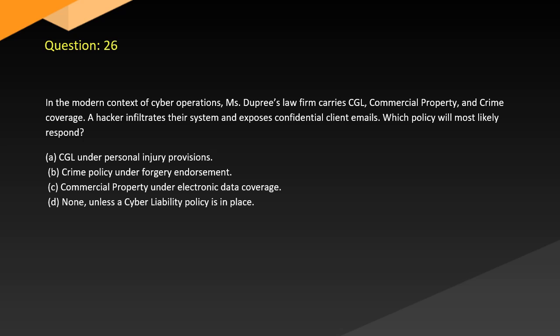Question 26. In a modern context of cyber operations, Dupree's law firm carries CGL, commercial property, and crime coverage. A hacker infiltrates their system and exposes confidential client emails. Which policy will most likely respond? A. CGL under personal injury provisions. B. Crime policy under forgery endorsement. C. Commercial property under electronic data coverage. D. None, unless cyber liability policy is in place.